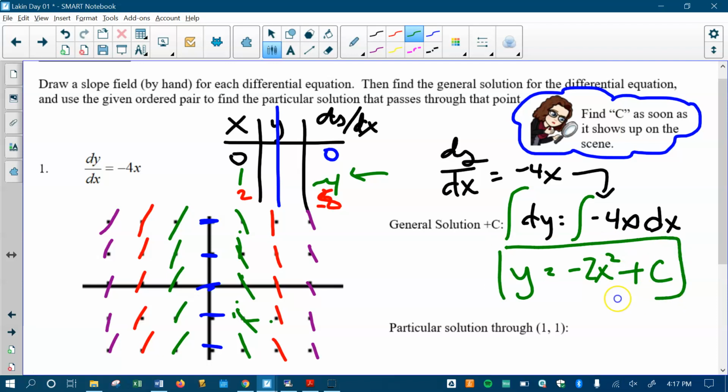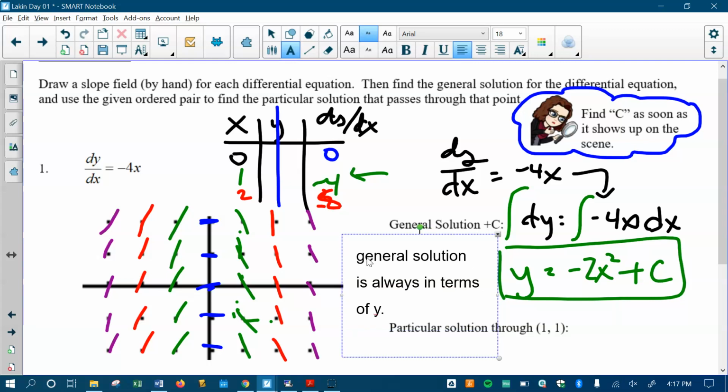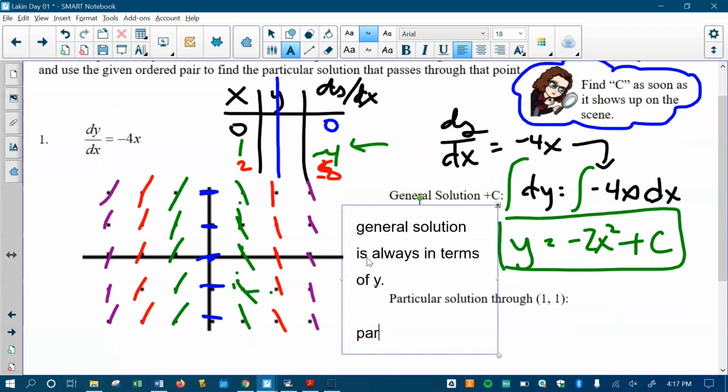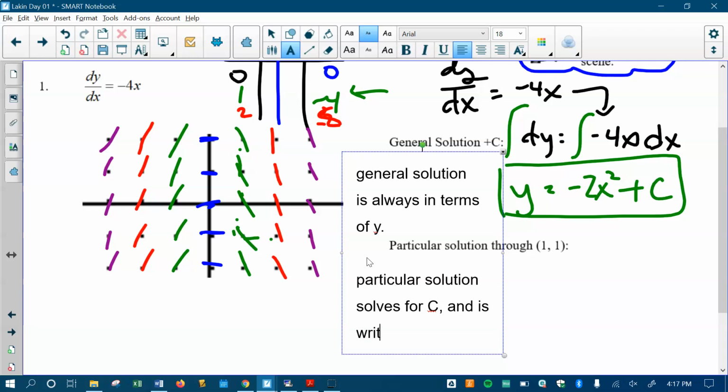This is your general solution. It's already solved for y. I'm going to make a note here that the general solution is always in terms of y, which means, in short, solve for y. The particular solution solves for c and is written in terms of y. Okay, so that's our first part, the general solution.